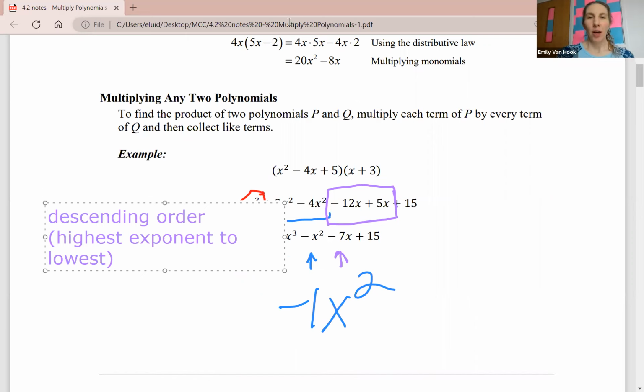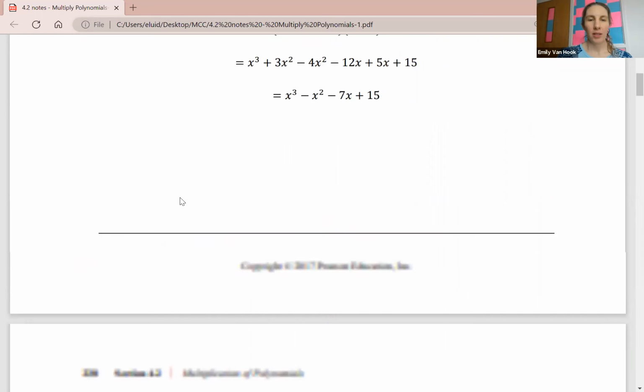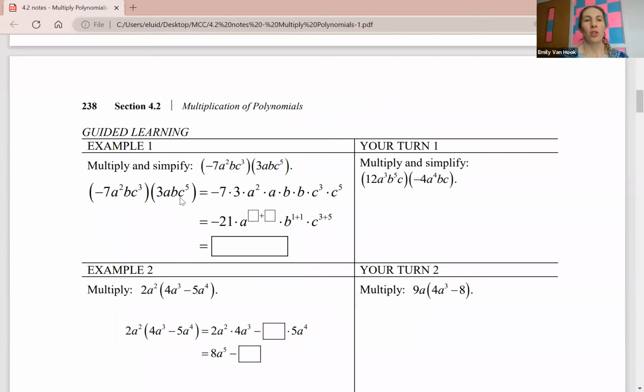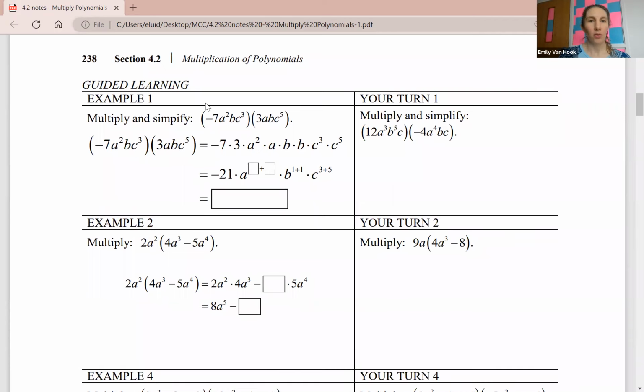Okay, so I think we get to move on and do some examples on our own here. So we're on to the next page. So we kind of have one of each that are similar to what you just saw. Example 1, we're multiplying two monomials. So I'm going to type that word out, monomials, meaning single terms.